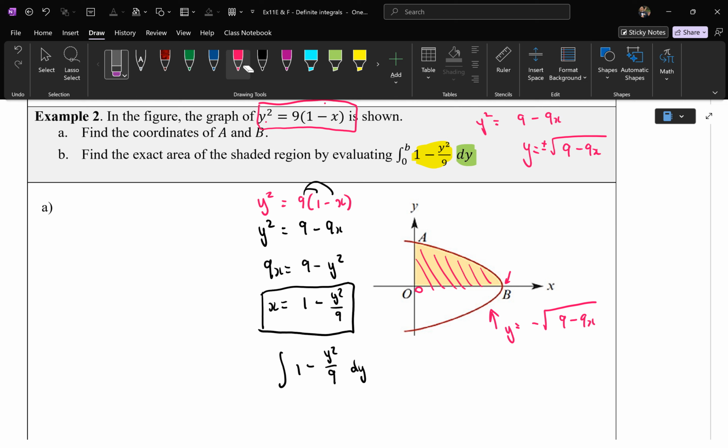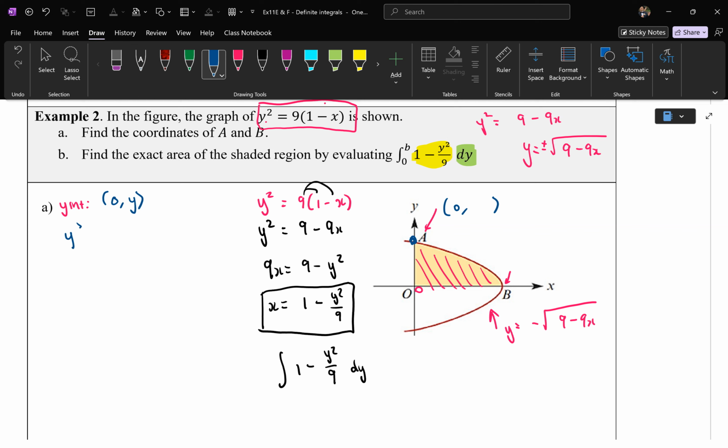So let's first answer the question. Part A wants to find the intercepts, both the x-intercept and the y-intercept. So let's start off. Let's find the y-intercept. Now, how do we find the y-intercept again? Let's go with Joe. Let x equal 0. So we're saying x has to be 0 to find the point A. And the y value would then be based on the equation there.